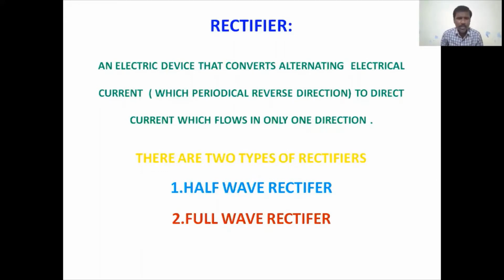What is a rectifier? An electric device that converts alternating electrical current, which periodically reverses direction, into direct current, which flows in only one direction. There are no changes, no positive and negative cycles. It is only unidirectional. That is called direct current. That is a rectifier, an electric device which converts alternating current into direct current.